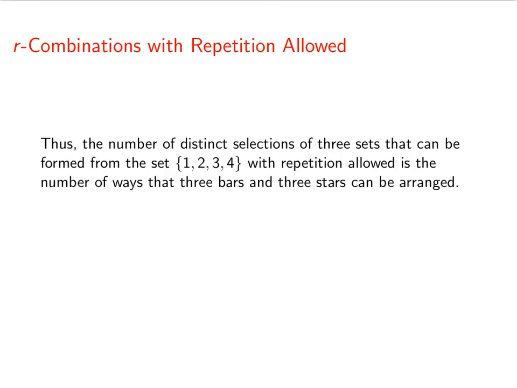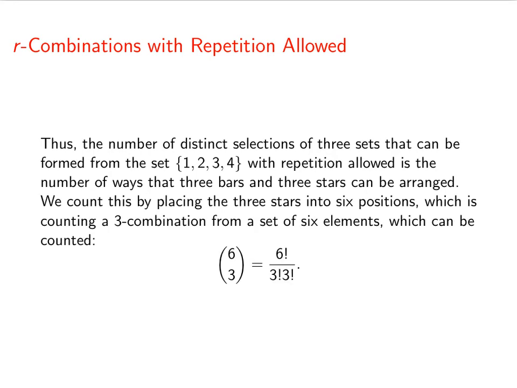So the number of distinct selections of 3 stars that can be formed from the set 1, 2, 3, 4 with repetition allowed is the same as the number of ways that 3 bars and 3 stars can be arranged. So we count this by placing 3 stars into any of 6 positions. So we're just counting a 3 combination from a set of 6 elements. Now it's a combination because when we place the 3 stars down, we don't care what order the stars go into. So we can count this by doing 6 choose 3, which is 6 factorial over 3 factorial, 3 factorial.